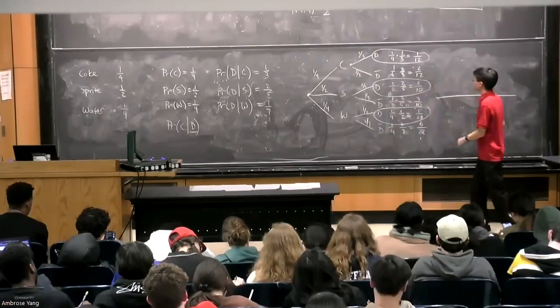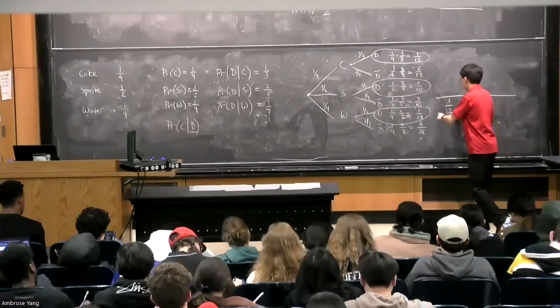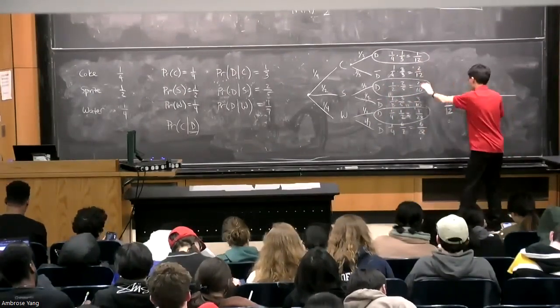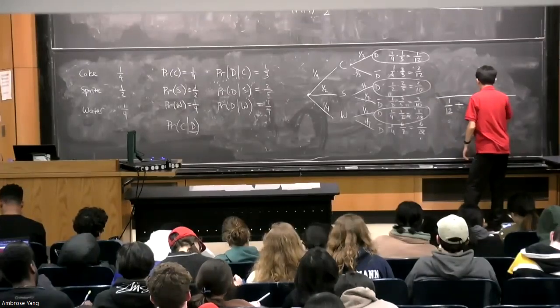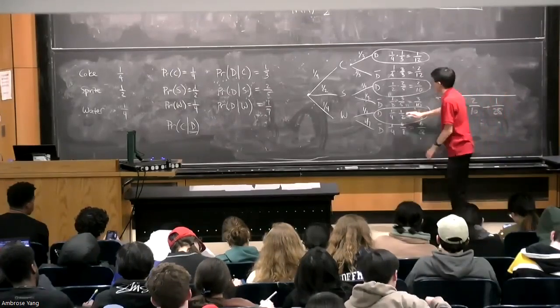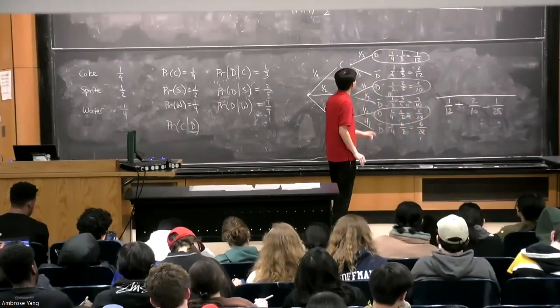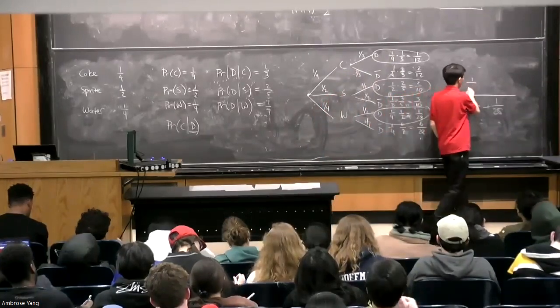So how much is that? 1/12 of the total is for the Coke one, that's 1/12 plus 2/10 plus 1/28. Out of these times when he drinks it, how many times does he get a Coke? 1/12.